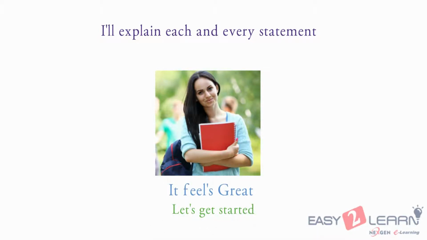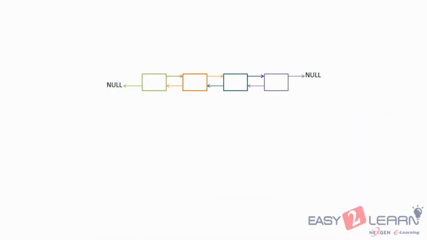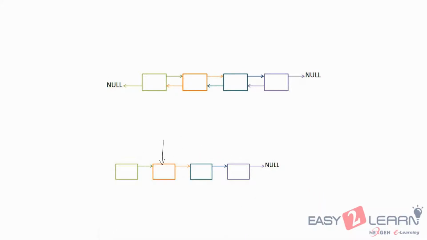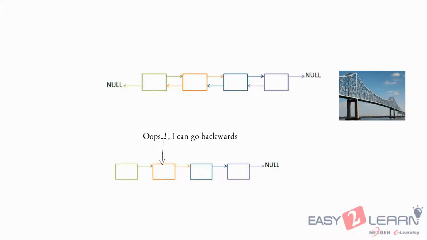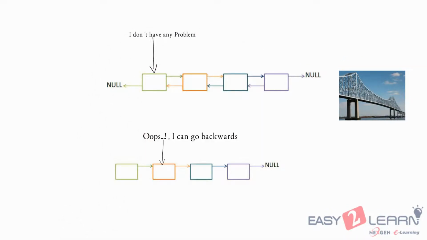Now, what is a doubly linked list? The doubly linked list looks like this, and you can see the single linked list. A single linked list is like a bridge which is one way. You can go only in one direction, but you can't go backwards. Whereas the doubly linked list is something like this, where you can travel both ways. So you can go to the next node as well as come back to the previous node.